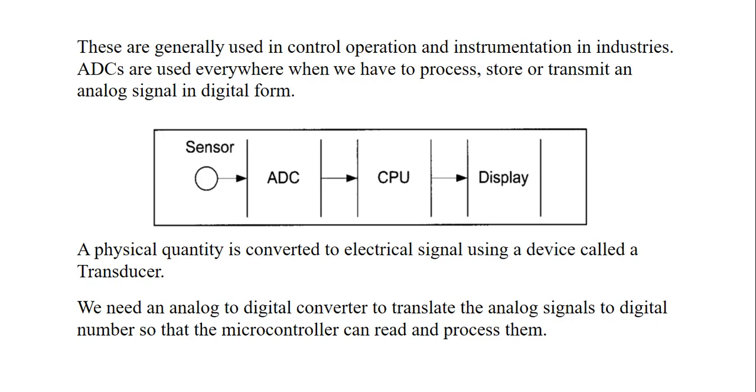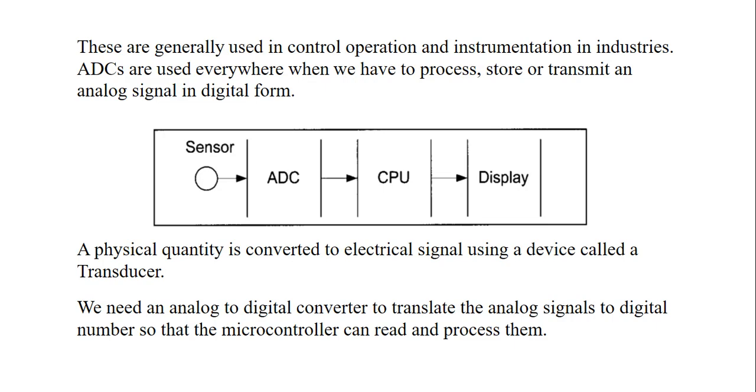Like a pressure sensor, it converts pressure in kilopascal into some millivolts. Light, in lux, the output is in the form of either resistance, we know LDR, light dependent resistor. Then it converts light into current, or light into voltage.